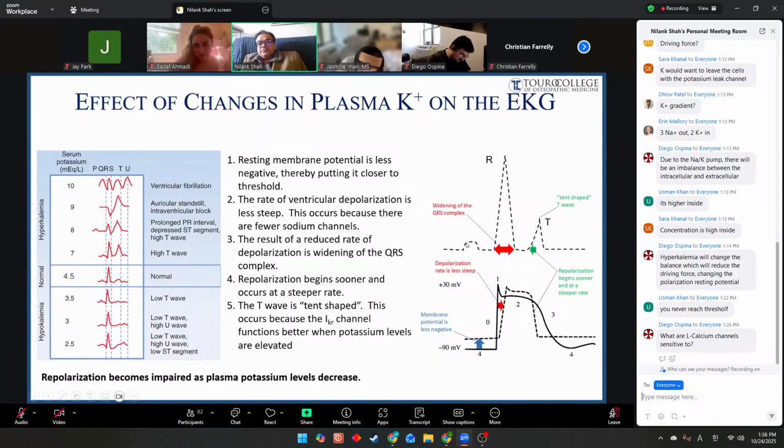So this is the P wave, okay? The P wave represents atrial depolarization, and the QRS wave represents ventricular depolarization. Remember that. You know that, right? And the T wave is ventricular repolarization. Okay, remember that: PQRST. So the T wave is ventricular repolarization, the QRS is ventricular depolarization, and the P wave is atrial depolarization. Remember that, okay?